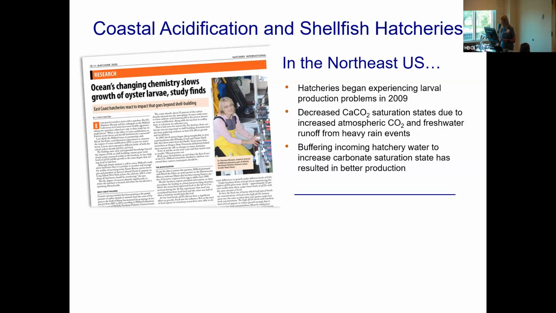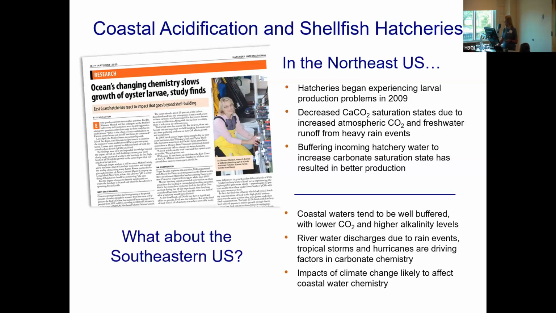So what about the Southeast? Well, coastal waters tend to be well buffered, with lower carbon dioxide and higher alkalinity levels. However, river water discharges due to, again, heavy rain events associated with tropical storms and hurricanes are the driving factors in carbonate chemistry. So impacts of climate change are likely to affect coastal water chemistry in the future.